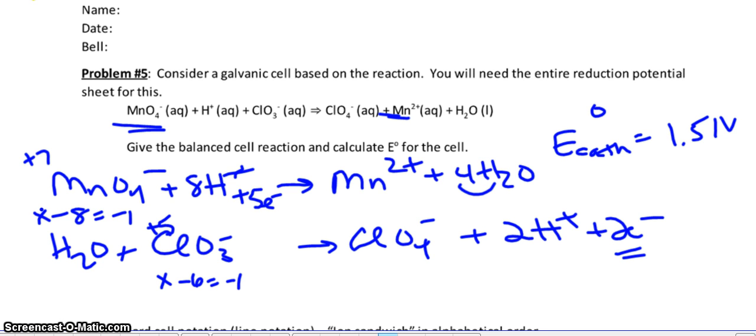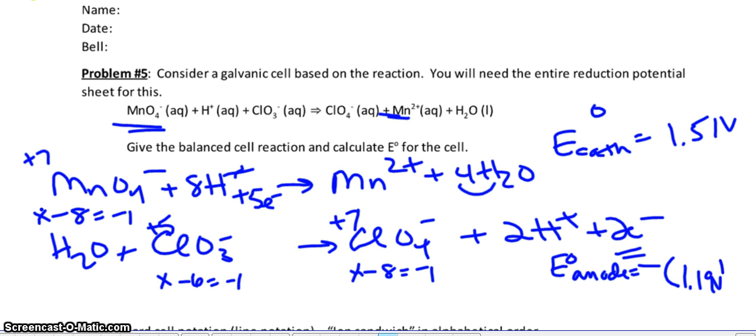And same thing over here. What number, -8, equals -1? This is +7. So that makes sense. My oxidation number went up. It was oxidized. I lost 2 electrons. Good. I know that this is my anode. And so what does that mean? I need to look it up on that chart that I gave you, and notice what I have to do. I have to reverse the charge.